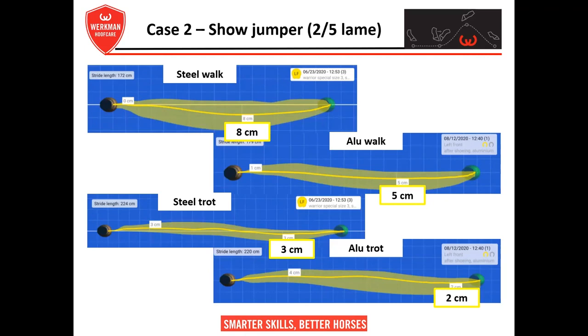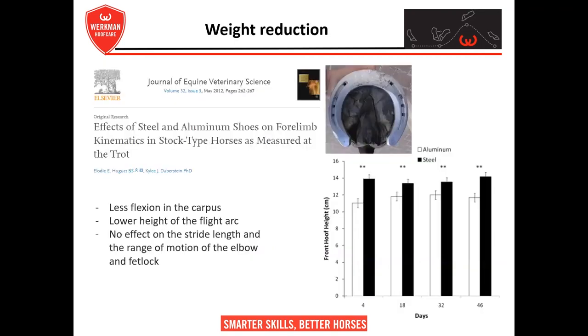So this was the effect with the aluminum shoe, and with aluminum shoes, this horse is walking quite fine. It's still in training, and usually it passes the vet check and it walks much better and competes or performs much better with aluminum shoes. And this was also part of some research. There's one group examining the effect of aluminum shoes, and they saw less flexion in the carpus, a lower height of the flight arcs, and less range of motion in the elbow and the fetlock joint.